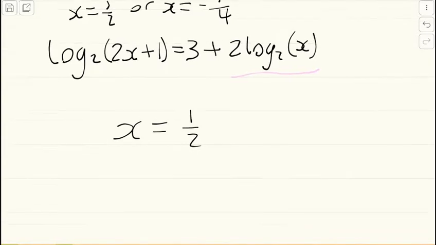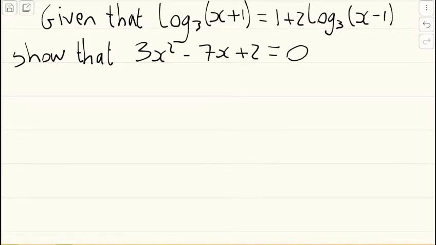Right, we'll look at one last type of question, which tends to be split into two separate parts. So here it is. This is the first part of the question. Given that log to the base 3 of x plus 1 is equal to 1 plus 2 log to the base 3 of x minus 1, show that 3x squared minus 7x plus 2 equals 0.